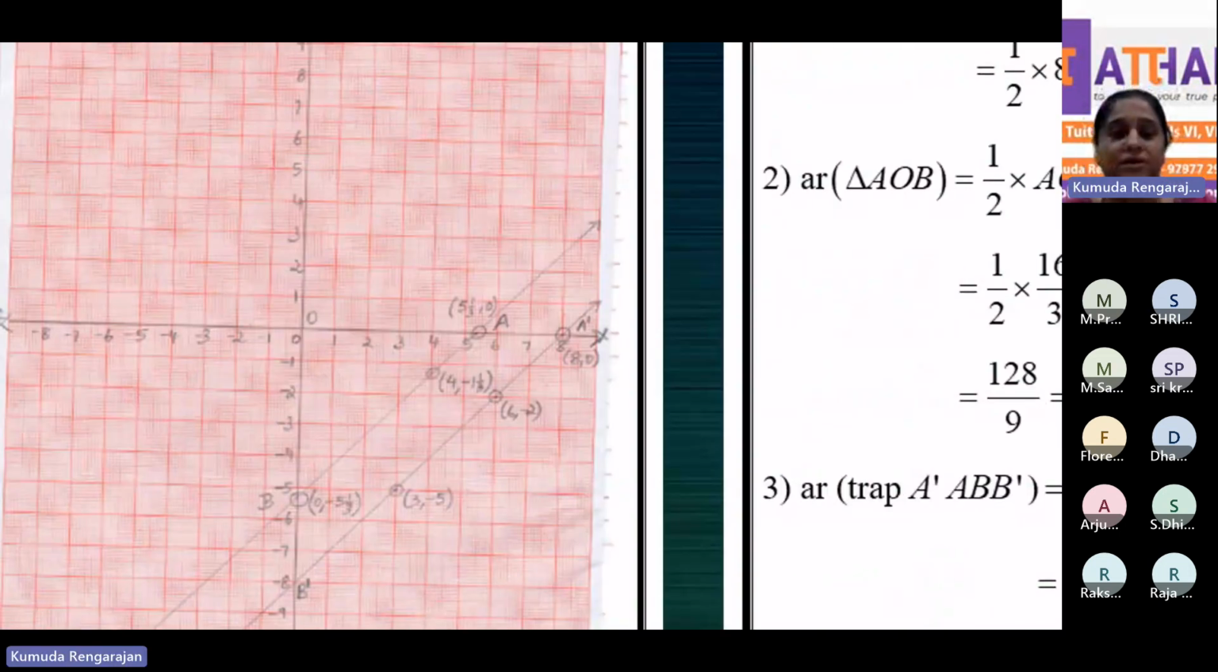So this is the fourth quadrant. Now, which is the trapezium here made by the two lines in the fourth quadrant? See, I've named it A dash, B dash, B. You have to choose from the fourth quadrant. In the fourth quadrant, identify a trapezium which is made by these lines. So the trapezium formed by these two lines in the fourth quadrant is A dash, B dash, B, A, or B, B dash, A dash. That's the trapezium.